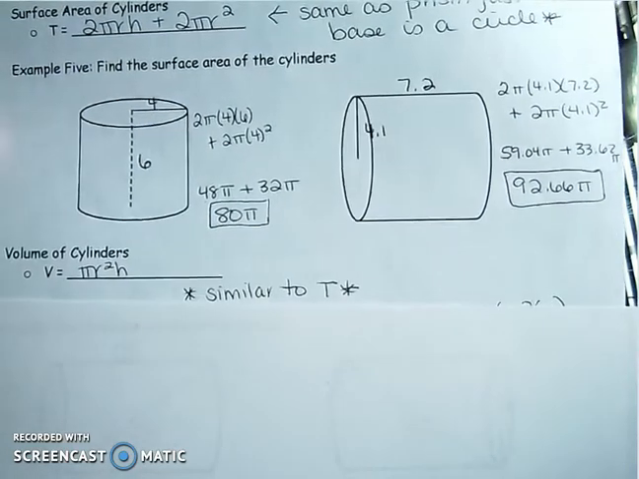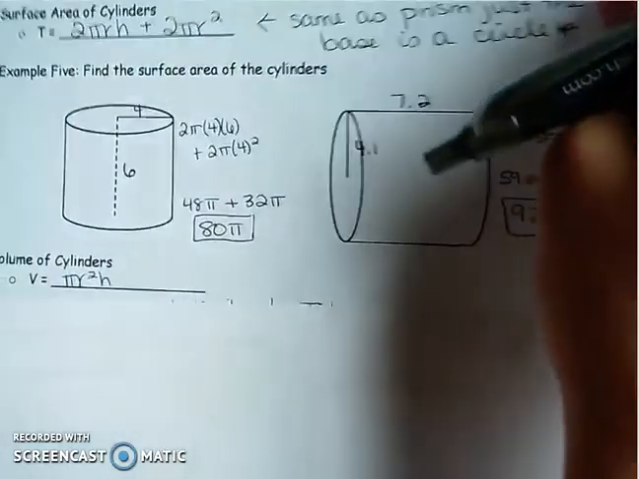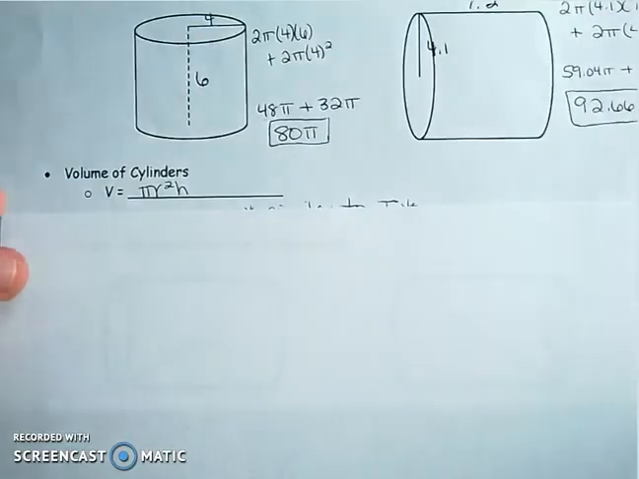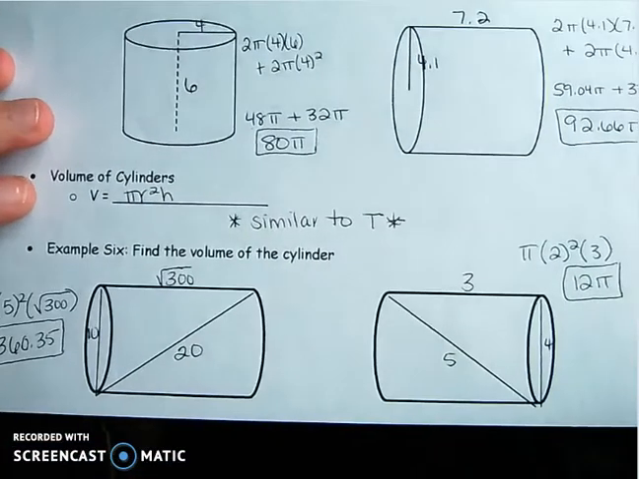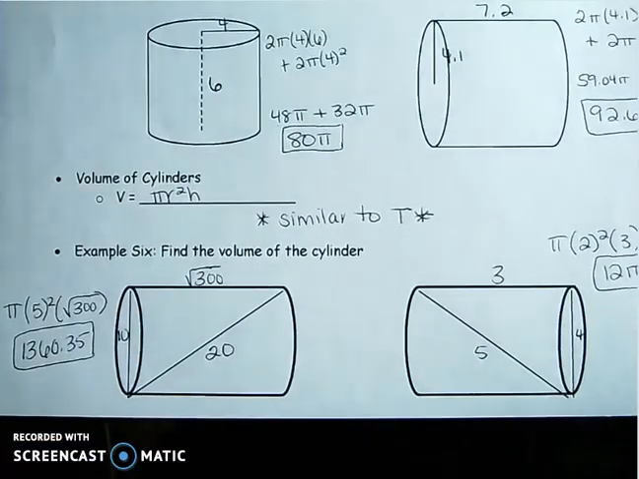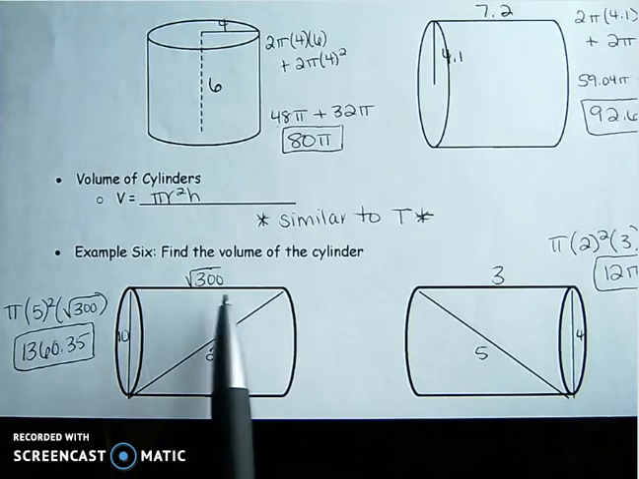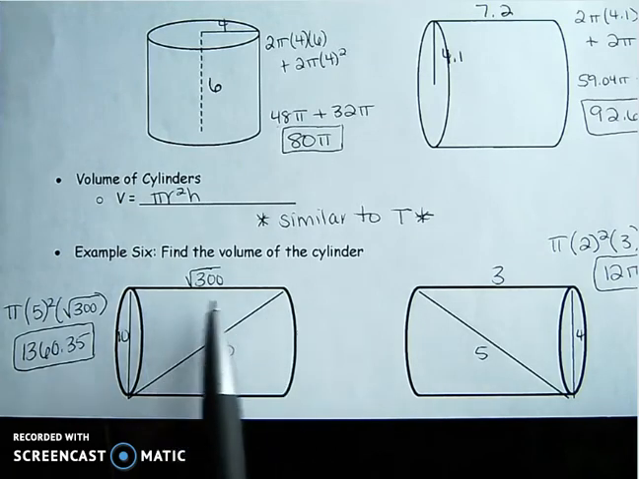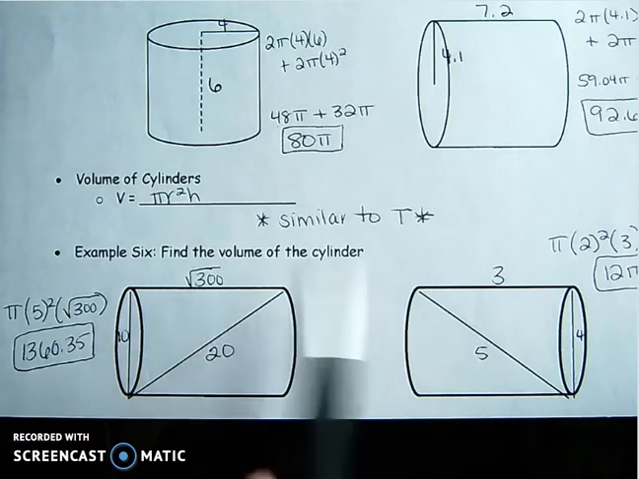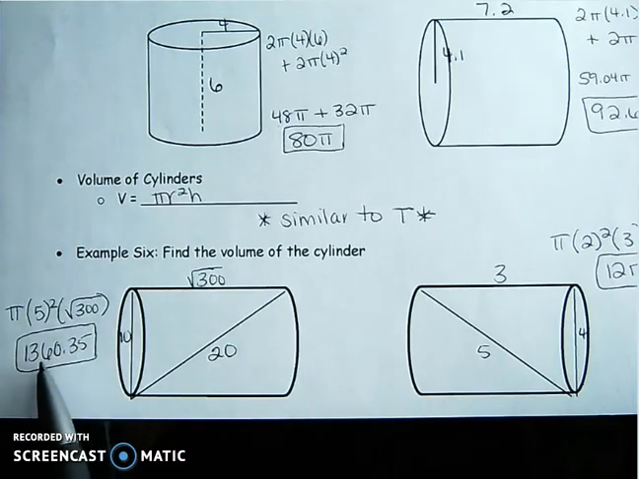Next, the volume of a cylinder, very similar to a prism. It's the area of the base times the height. Area of the base is a circle, so that would be pi r squared. So this is just pi r squared h. So looking at our two problems that we have, you have this being 10, but this piece being 20. You use the Pythagorean theorem because it's a right prism to find that this is the square root of 300. Plug it in your calculator and you get 1360.35.